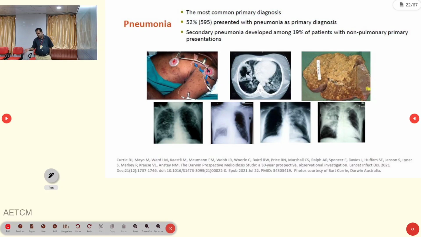So that particular study showed that 52% were pneumonia. So most common presentation of melioidosis is pneumonia that you see on your daily basis in your ER. But if you have an acute pneumonia in a patient who is diabetic, think of melioidosis.